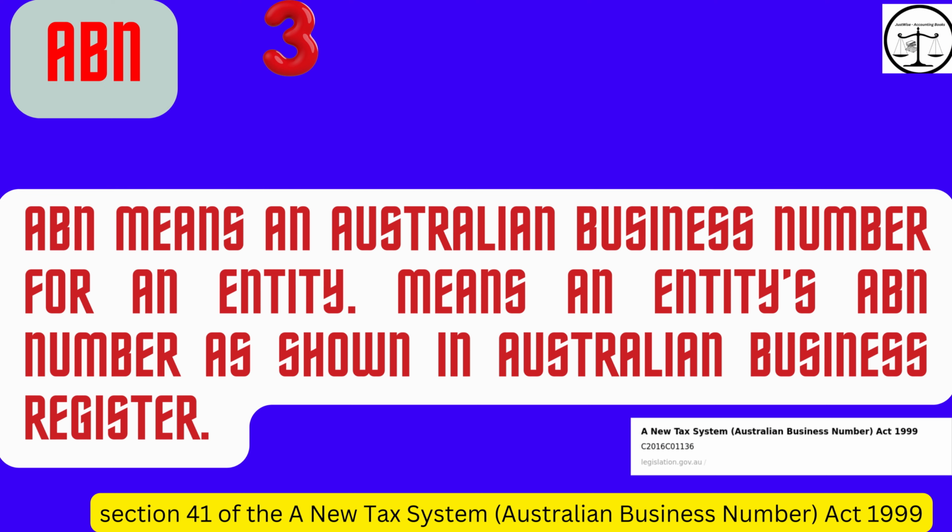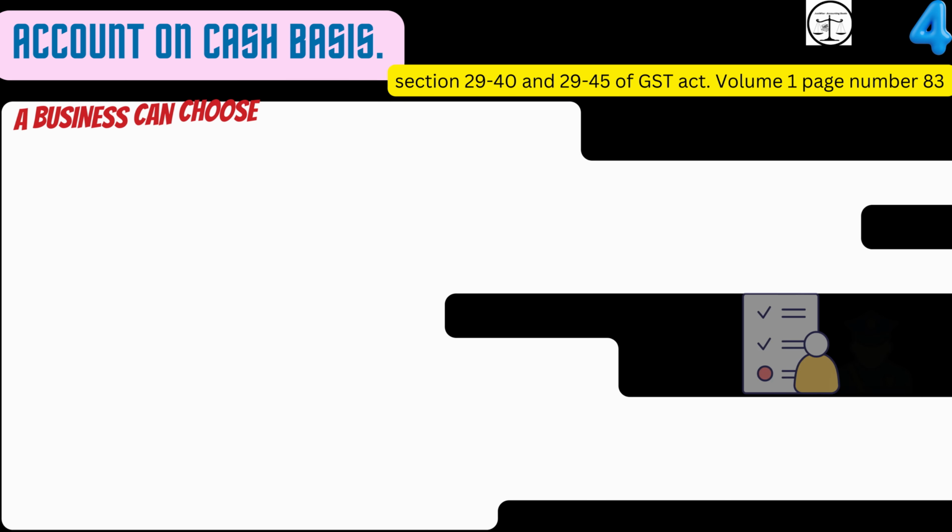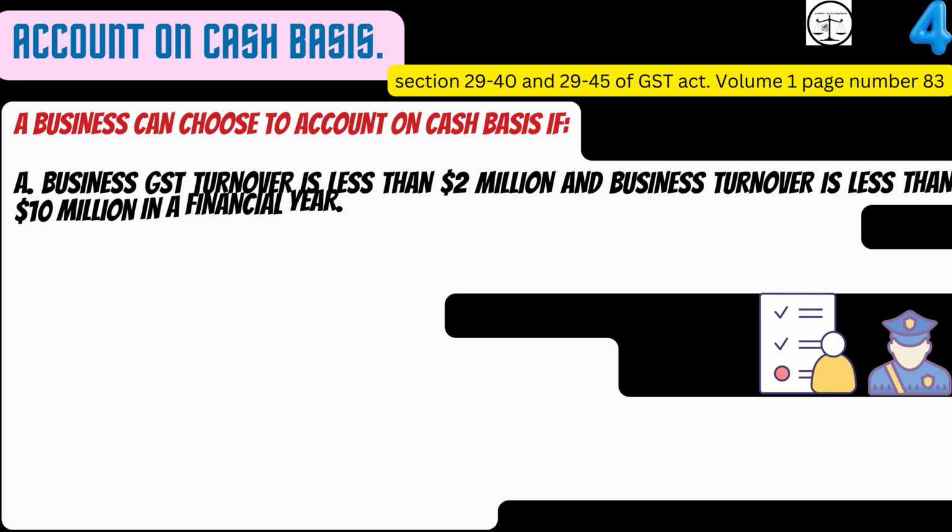This term is very self-explanatory. You can find the meaning of ABN in section 41 of the A New Tax System (Australian Business Number) Act 1999. ABN means an Australian business number for an entity. It means an entity's ABN as shown in the Australian Business Register. Word number 3. Account on a cash basis.